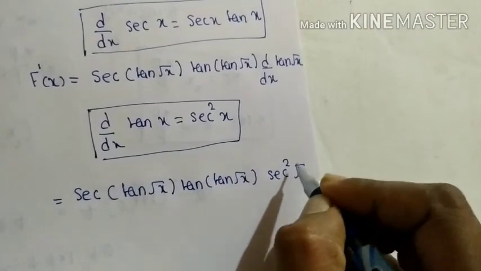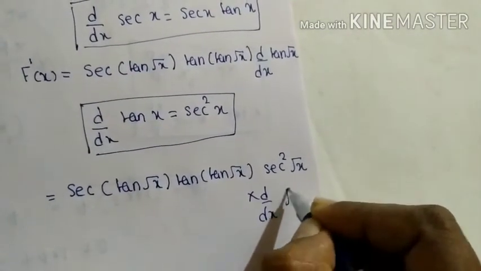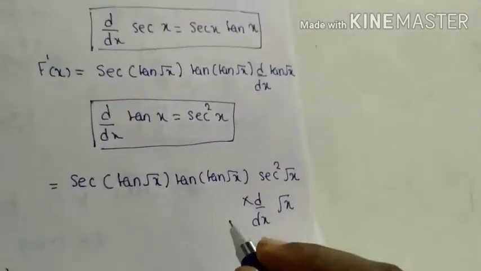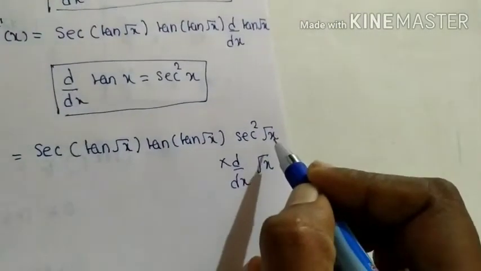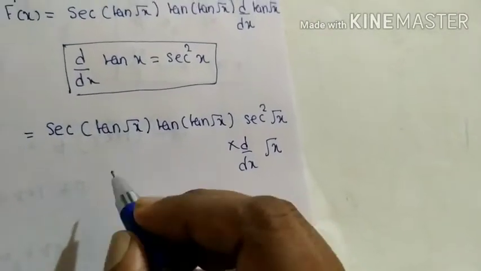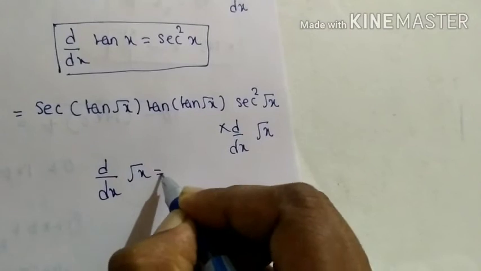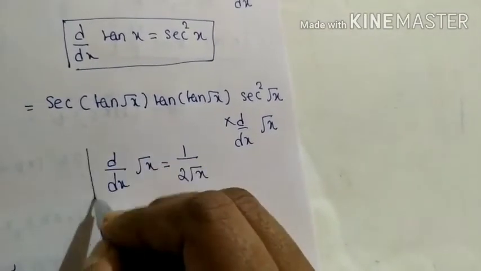Next function is root x. So write derivative of root x here. Okay. What is the derivative of root x? We know that the derivative of root x in standard form will be 1 by 2 root x. Okay.